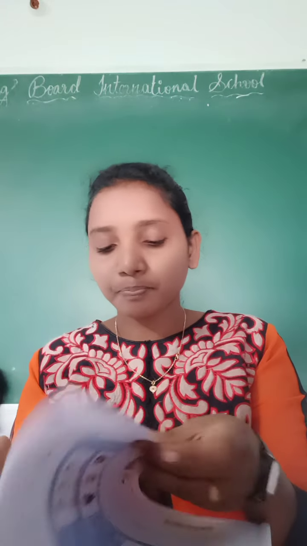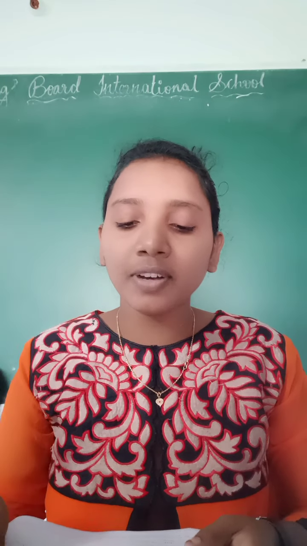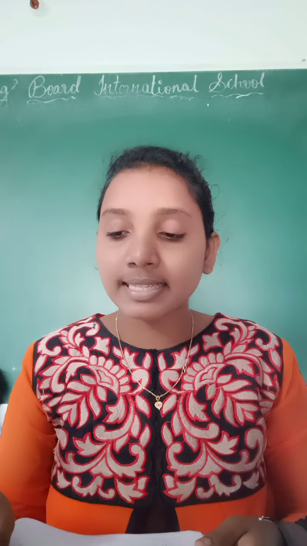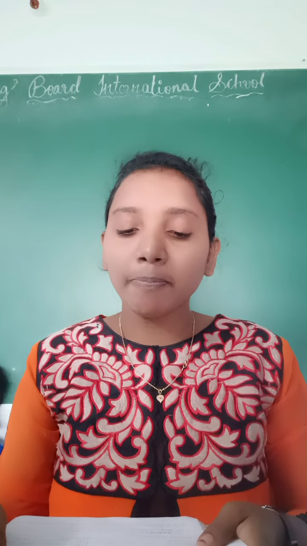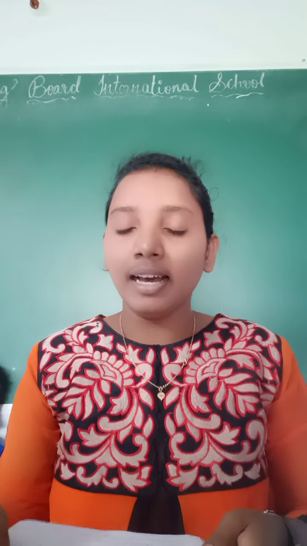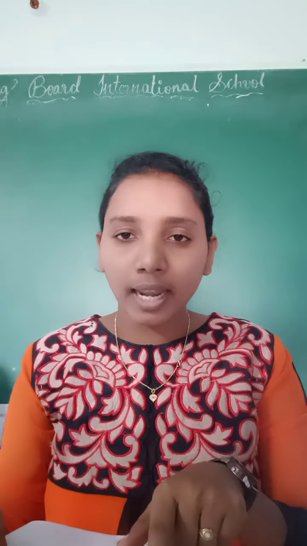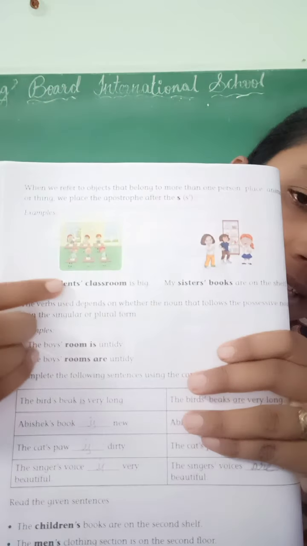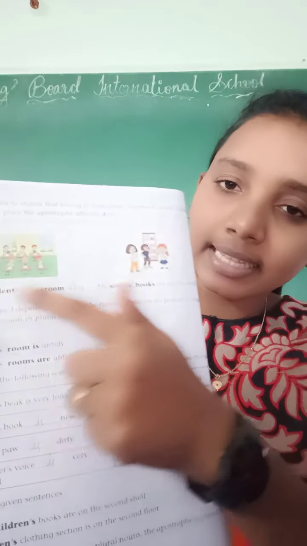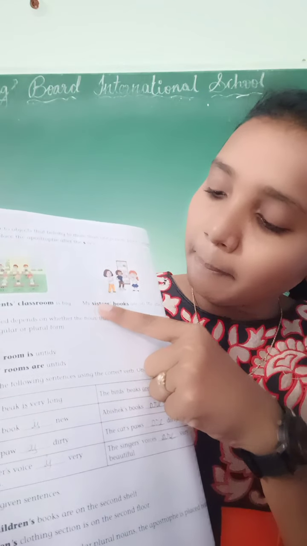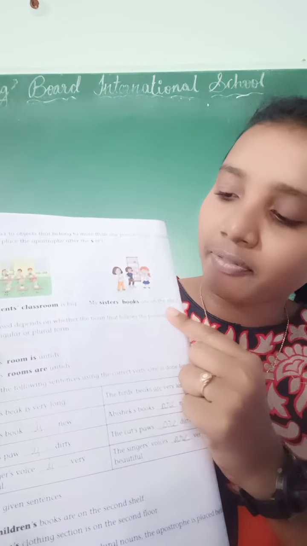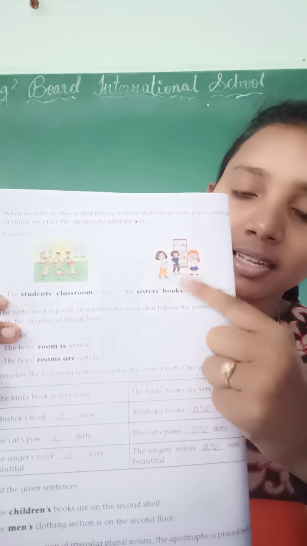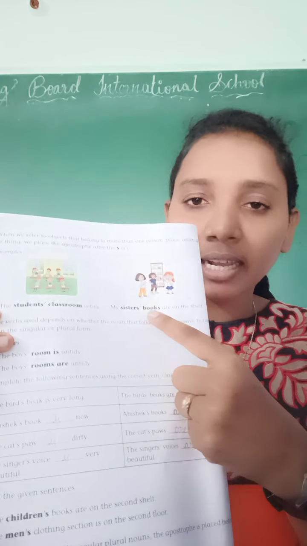Now turn the page. Page 28. See here, when we refer to objects that belong to more than one person, place, animal or thing, we place the apostrophe after the S. If it is plural, I already told you, children, we will keep the apostrophe after the S. See here, more students are there. The students' classroom is big. And here, my sisters' books are on the shelf. Here sisters also, three sisters are there. So we have to keep the apostrophe after S.